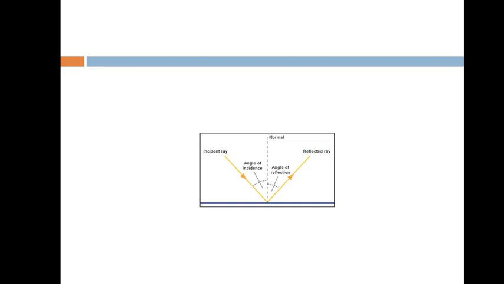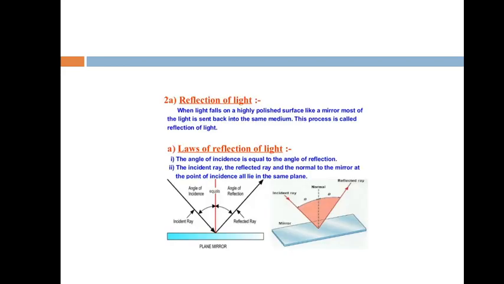Let's go back. If we have a question here, sometimes we have: the incident ray which falls perpendicular on the reflecting surface reflects on itself. Okay, this is really important, it's a little bit tricky. When the incident ray falls perpendicular on the reflecting surface, it reflects on itself.